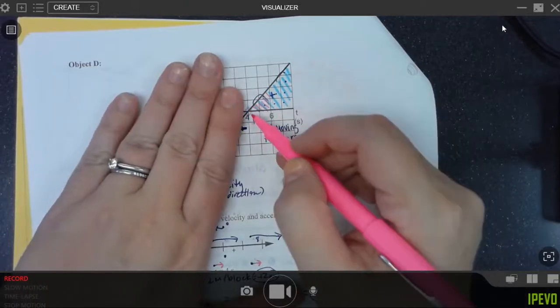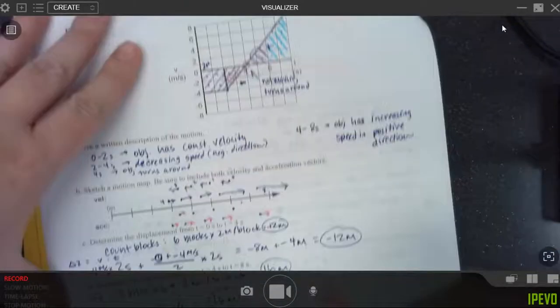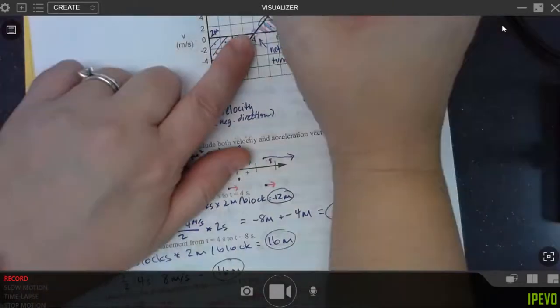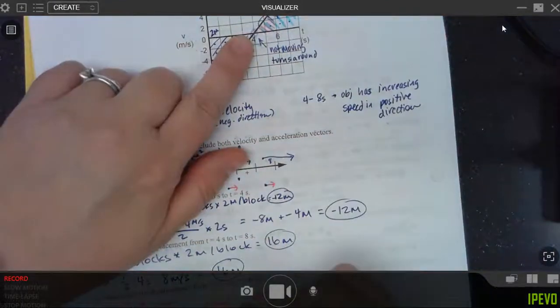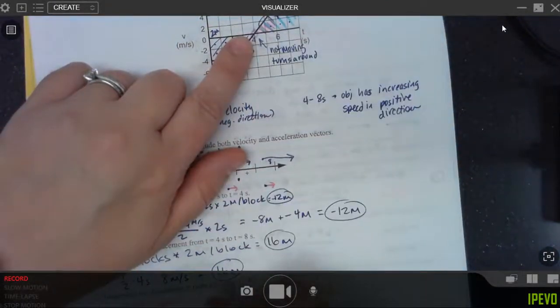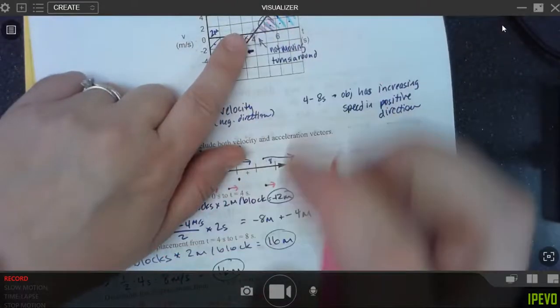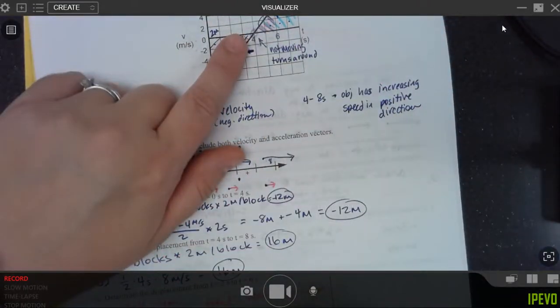So if I start from 4 to 8 seconds, I can figure out my slope by doing my change in velocity divided by my change in time. My final velocity here is 8. I'm going to do 8 minus 0 meters per second divided by 8 seconds minus 4 seconds. So 8 meters per second divided by 4 seconds gives me 2 meters per second squared.